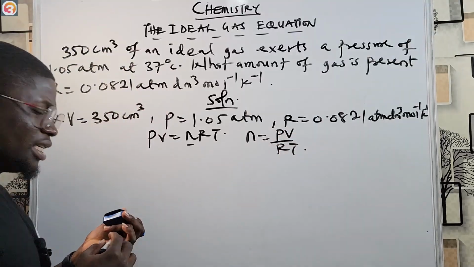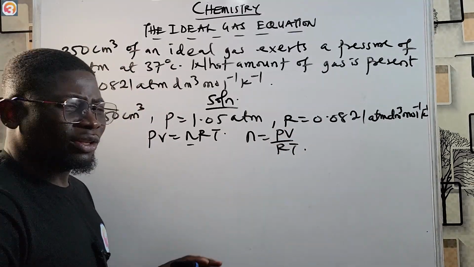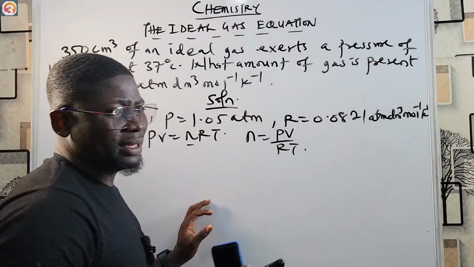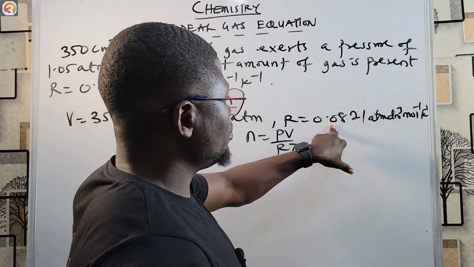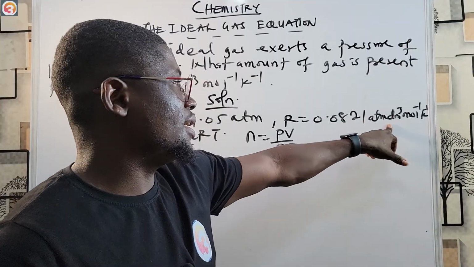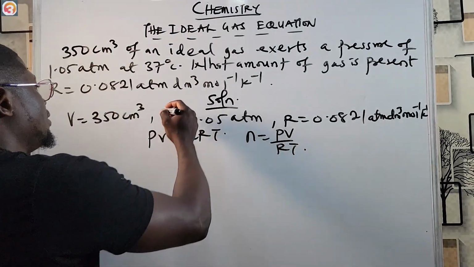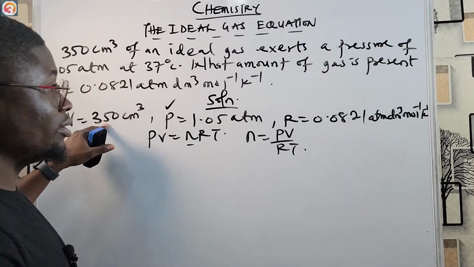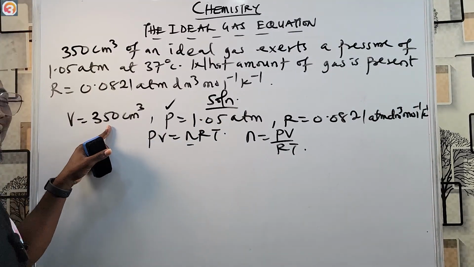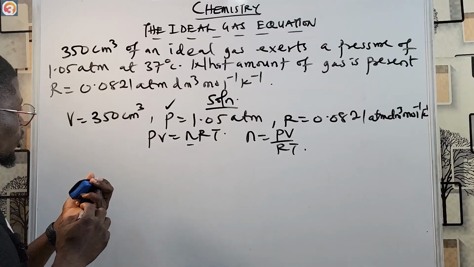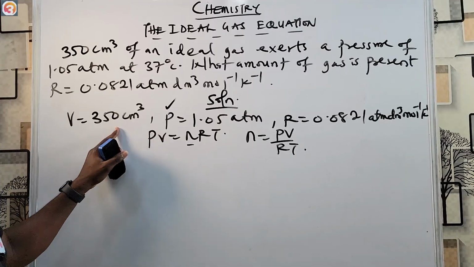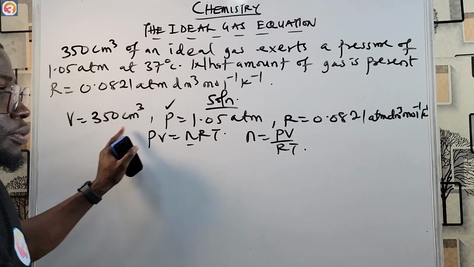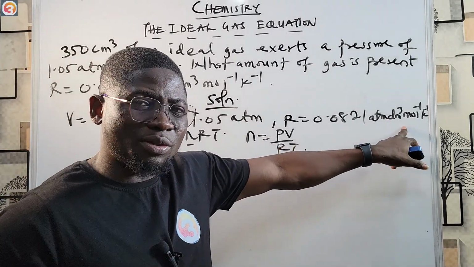Before we can proceed with solving, our units are not in concordance for now. R is 0.0821 atm dm cube. We are safe with pressure here because the pressure is in atm. But with the volume, we are not safe, because the volume here is in centimeter cube. This means we need to convert this centimeter cube to dm cube so that it will coincide with this unit.